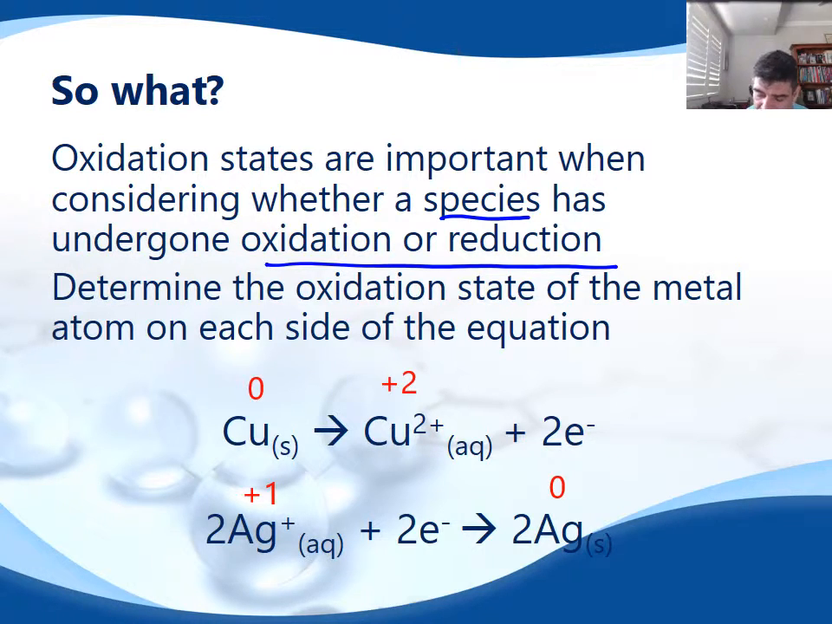As a consequence of that, again, if we think of our number plane, one of these is going from 0 to 2, and one of them is going from 1 to 0. One is moving along the oxidation direction of our number plane, and the other one is moving along the reduction direction. So it's the silver that's reduced, gaining electrons, and it's the copper that's oxidized, losing those electrons.